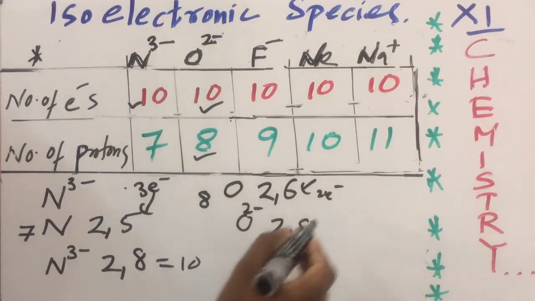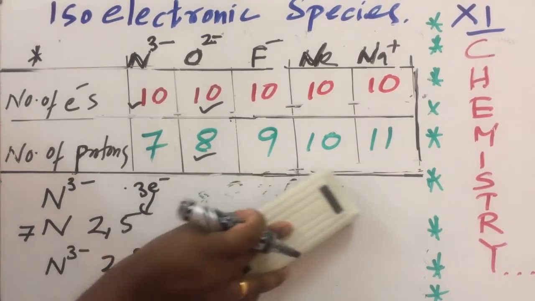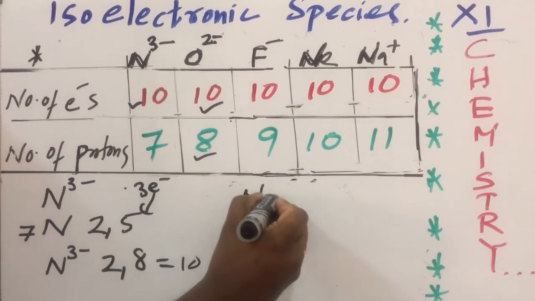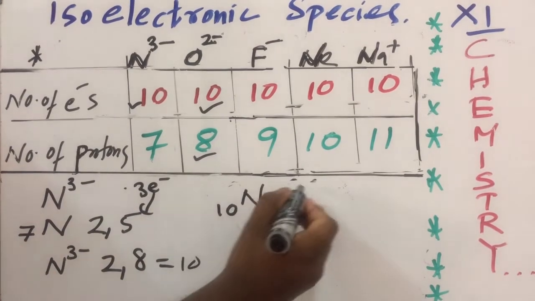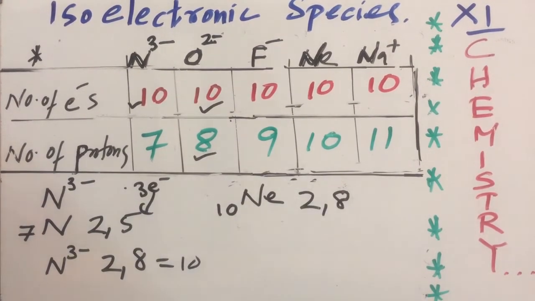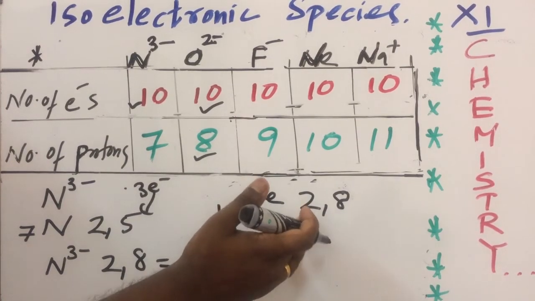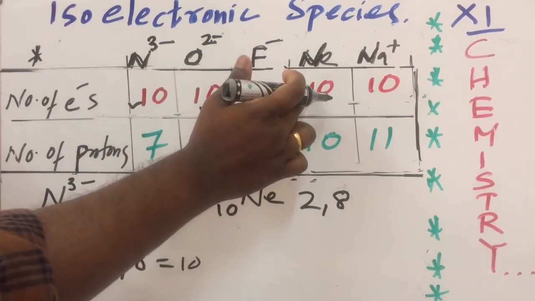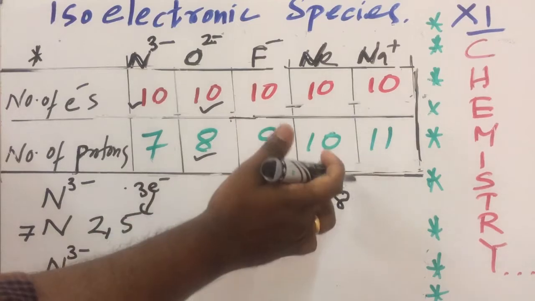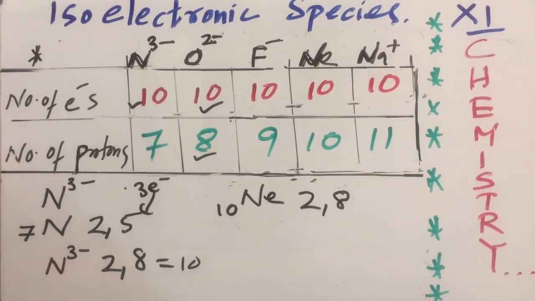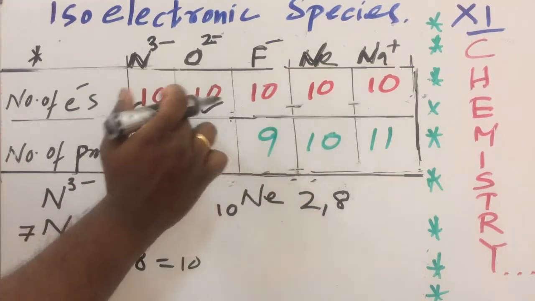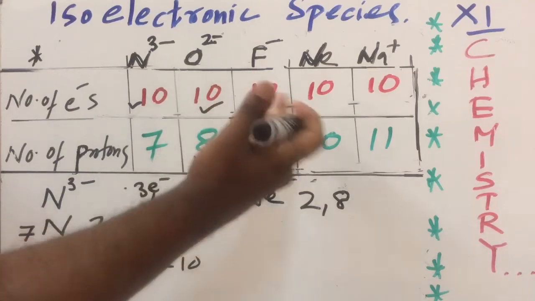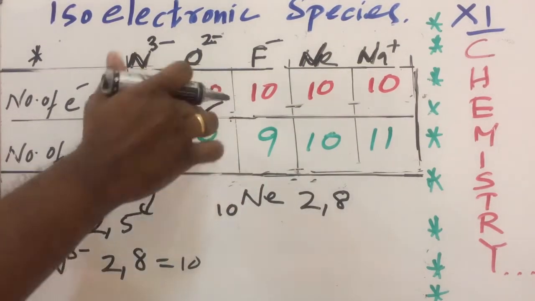Take neon. What is the atomic number of neon? 10. Neon 10. 2,8. Neon is a noble gas, so neon will not receive or lose electrons. So the number of electrons is 10 and the number of protons is also 10. No change. And why is neon included in this series? Because the number of electrons in neon and in F minus is the same. So we can include neon also in the isoelectronic series.